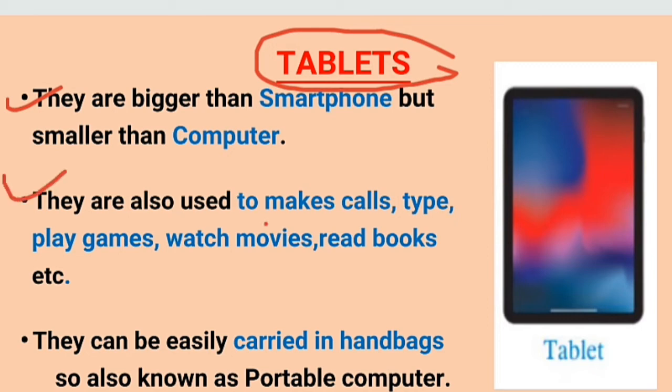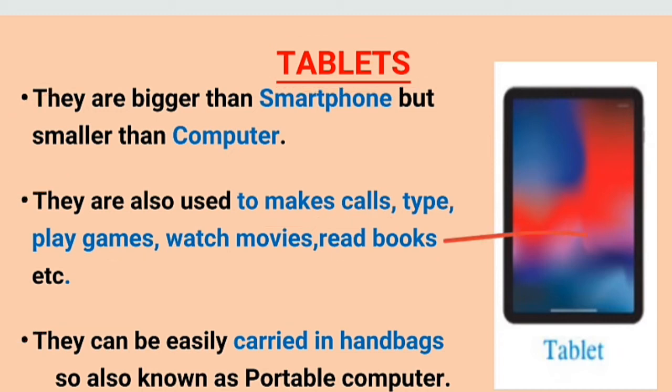Tablets are also used to make calls, play games, read books, etc. So the function of a smartphone and a tablet is basically similar, only there is a difference in their size and shape. But one more difference: smartphones we can carry in hand, हम उनको hands में कहीं पे भी लेके जा सकते हैं. But we need some bag to carry the tablet due to its bigger size. It does not fit in our pocket.